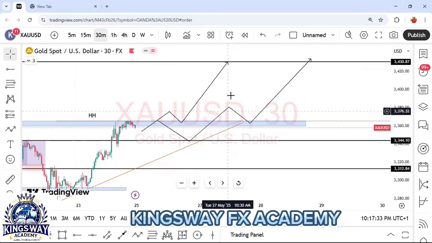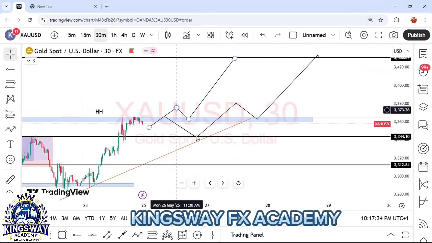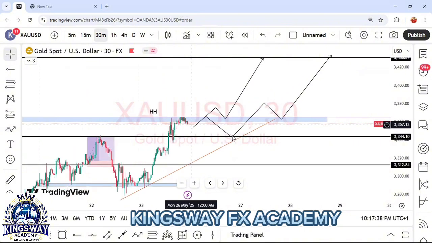You understand? So for this, if the market wants to give me this, I have to be patient with the market for it to get to this level and give me some entry signals before I'll be able to go long on gold at this level.